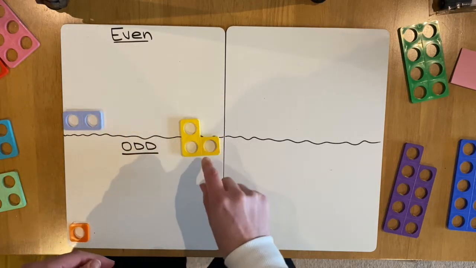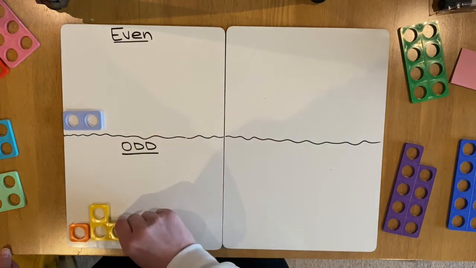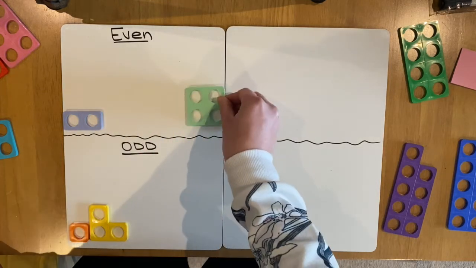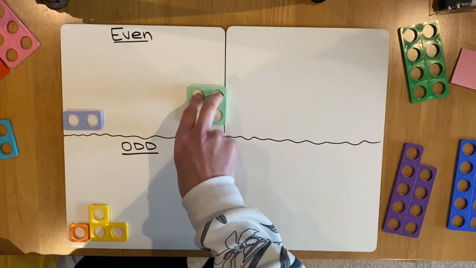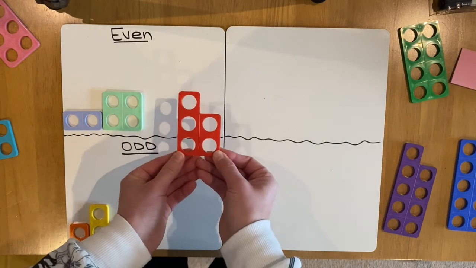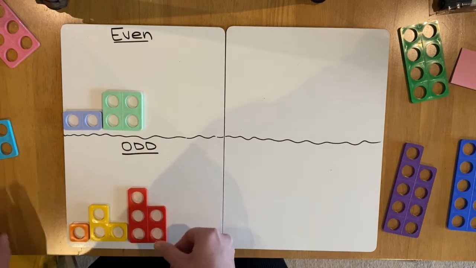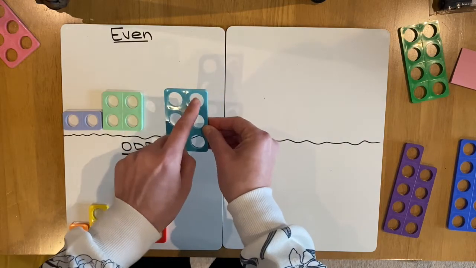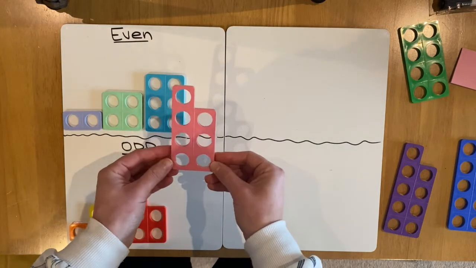Number 3. Has a buddy? Nobody. It has no buddy. Number 4. Is the number 4 even or odd? It has a buddy, so it's an even number. Number 5 is an odd number because it has no buddy. Number 6 is an even number because there's a buddy. Number 7, nobody.